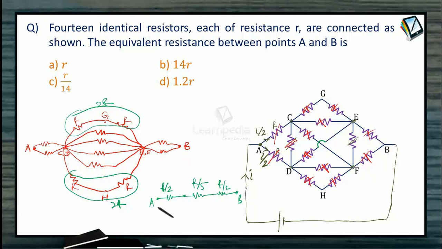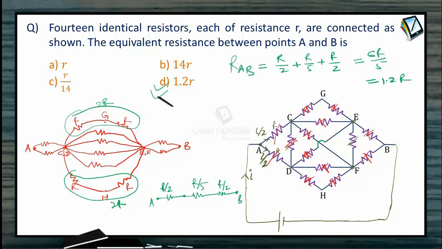So these three resistances are connected in series. The equivalent resistance between points A and B will be equal to R by 2 plus R by 5 plus R by 2. That means R by 2 plus R by 2 is R, so it becomes 6R by 5, which means 1.2R. So option D has to be the correct option to this question.